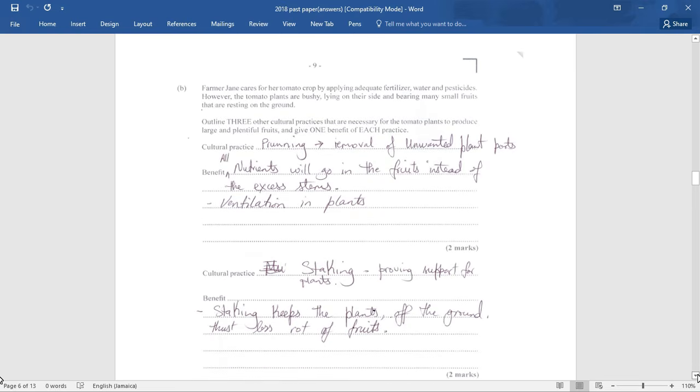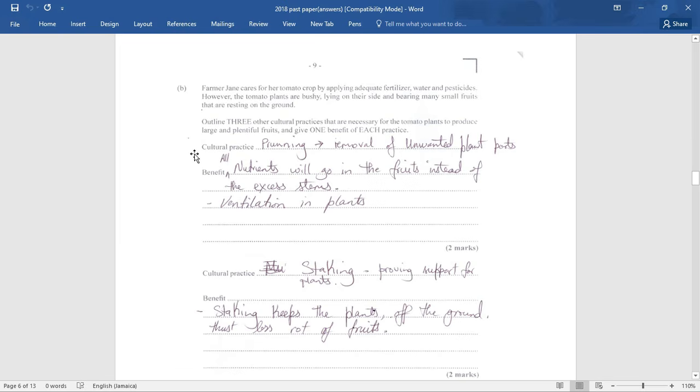Alright, B of the question goes, Farmer Jane cares for her tomato crops by applying adequate fertilizer, water, and pesticides. However, the tomato plants are bushy, lying on their side, and bearing many small fruits that are resting on the ground. Outline 3 other cultural practices that are necessary for the tomato plants to produce large and plentiful fruits, and give 1 benefit of each practice.